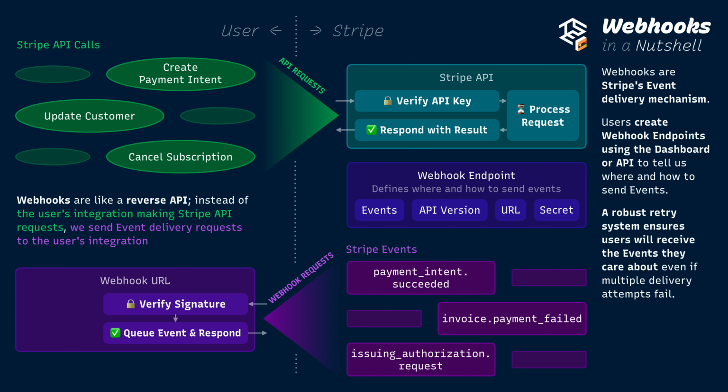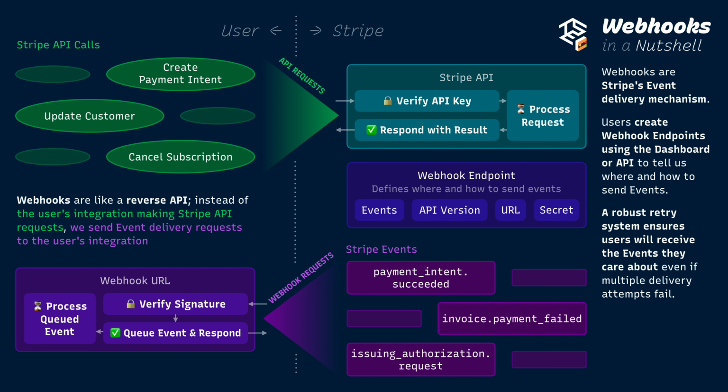Stripe has a robust retry system to ensure users will receive the events they care about. In live mode, several delivery attempts are made over several days, so even if the user has hours of unexpected downtime, they should receive the events they missed when they come back online. Finally, the event should be processed. The specific processing depends on the event received and the user's requirements. For example, receiving a payment_intent.succeeded event might trigger a fulfillment process on the user's end, while an invoice.payment_failed event may suspend a customer's access to paid services until they pay the outstanding balance due.